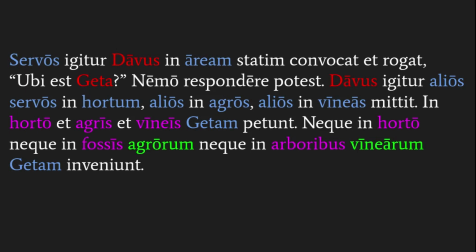Neither in the garden nor in the ditches of the fields, in fossis agrorum. Agrorum is genitive, so of the fields. And neither in arboribus, in the trees, vinearum, of the vineyards. So it's showing you where they look for him, and they don't find him. That's what the neque is doing with inveniunt. So again, if you put it together, you're saying they find Geta neither in the garden, nor in the ditches of the fields, nor in the trees of the vineyards. It's just telling you where they went looking for him. They're not able to find him.